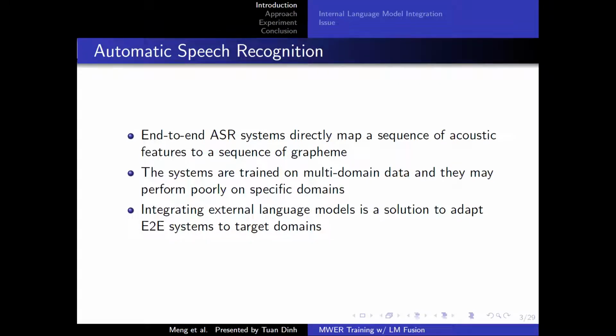The systems are trained on multi-domain data and then often perform poorly on specific domains. To adapt the system to a specific domain, an external language model is commonly used. This approach is known as language model fusion.